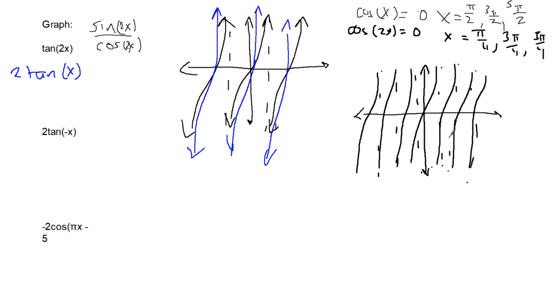The reason why it appears twice as often is because cosine of 2x is zero at pi over 4, 3 pi over 4, 5 pi over 4. That means the graph's undefined at pi over 4, 3 pi over 4, 5 pi over 4. It's an infinite discontinuity. It's not bounded at the top and the bottom. So therefore, this is the graph that you get. And that's gonna be it.